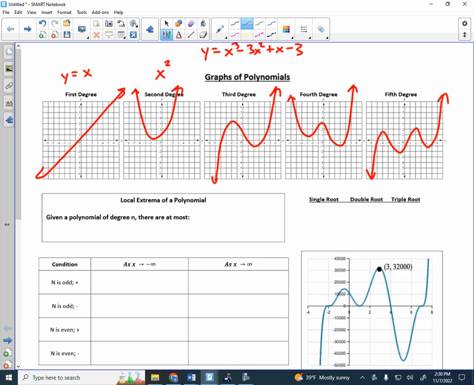And so that's the first important part, is that given a polynomial of degree n, there are at most n minus 1 extrema. And when we say extrema, what we mean is local maximums or local minimums, those bumps that happen within the graph, where it changes direction from going up to going down, so on and so forth. Now, all of these graphs are positive, meaning this would be a positive x to the fifth, a positive x to the fourth.